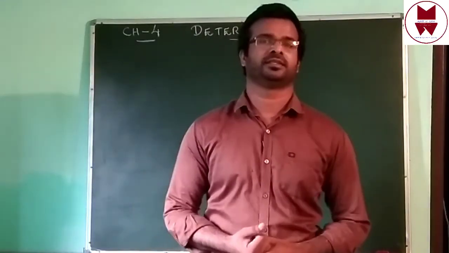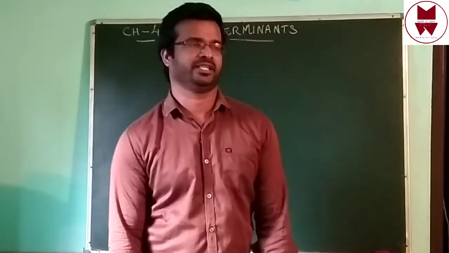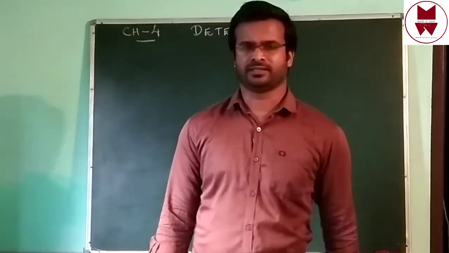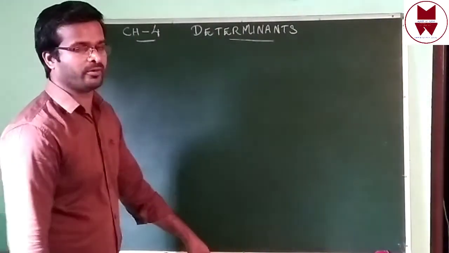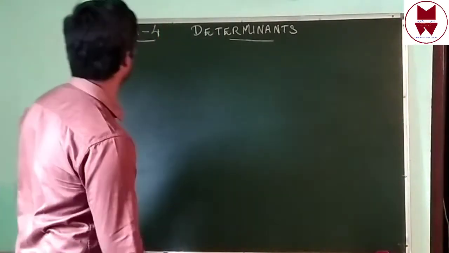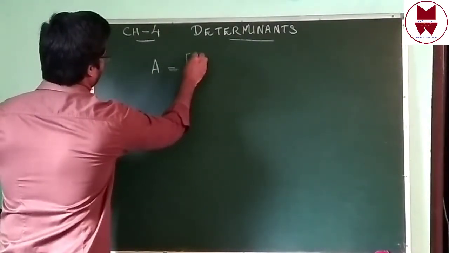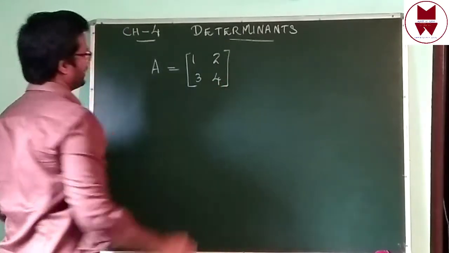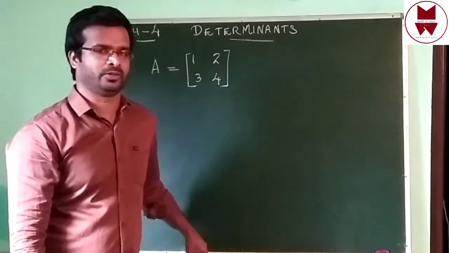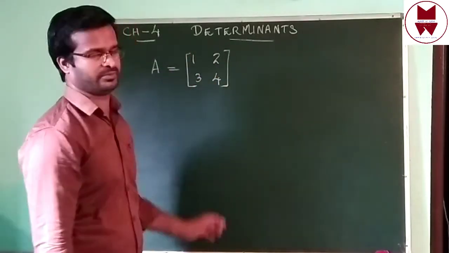Hi students, today we will start a new chapter, chapter 4, determinants. What is a determinant? In chapter 3 you have already studied matrices. We can write one matrix, matrix A, 1, 2, 3, 4. It is a square matrix of order 2, that means 2 rows and 2 columns.